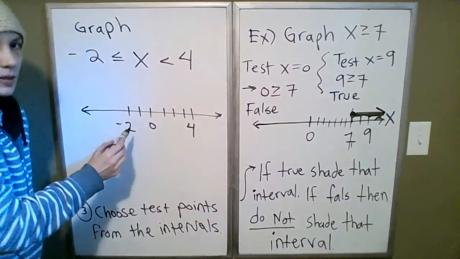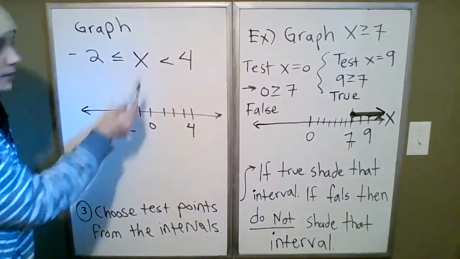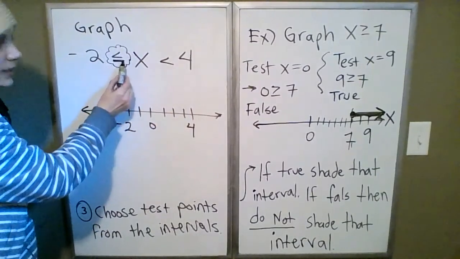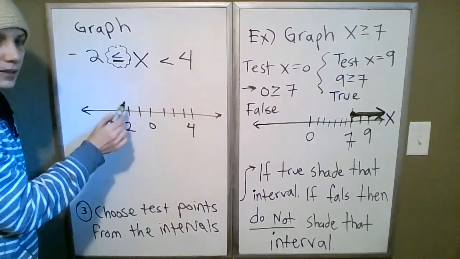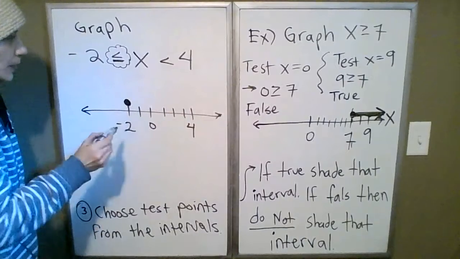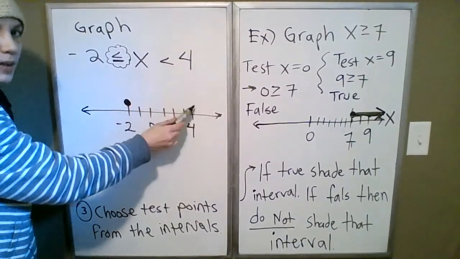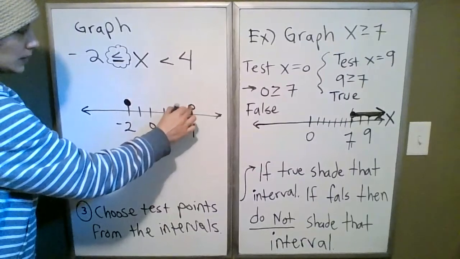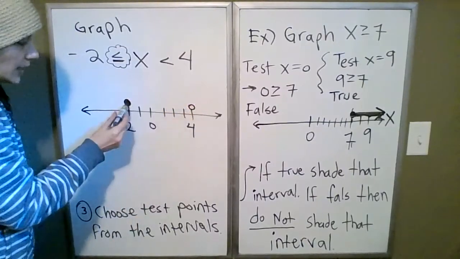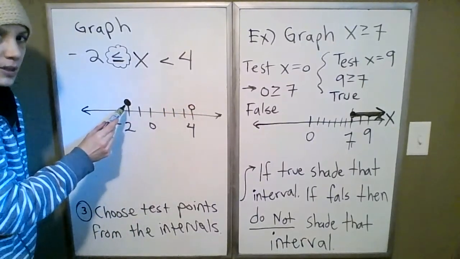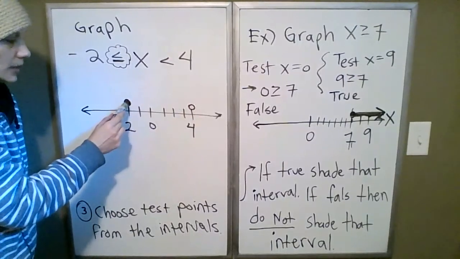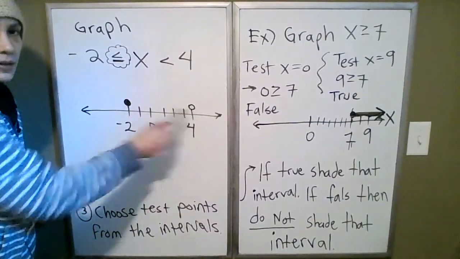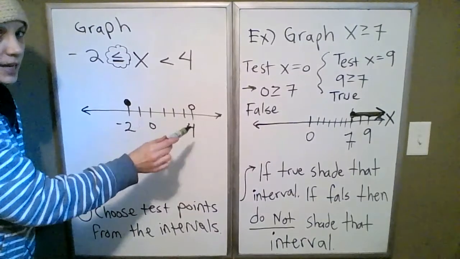Above -2, we're using a closed circle based on this symbol right here. There's an equal sign in there. It's a solid dot. That symbol is open above 4. So on this side, you can include -2. For that part, we're not including 4. It's a number very, very close to 4, but not actually the number 4.